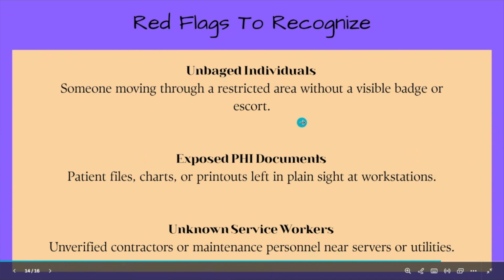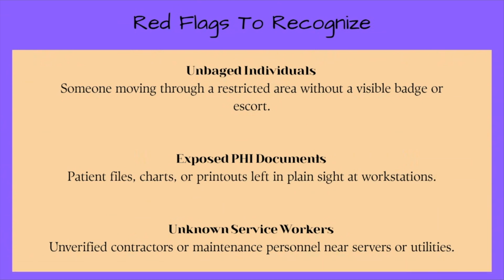So what are some red flags to recognize? Number one, unbadged individuals. Someone who's moving through a restricted area without a visible badge or escort should be a red flag that you should recognize. And then next, we have exposed PHI documents. This could be like patient files, charts, or printouts left in plain sight at workstations. And lastly, we have unknown service workers. This could be anywhere from your unverified contractors or maintenance personnel near servers or utilities used by a hospital or doctor's office.